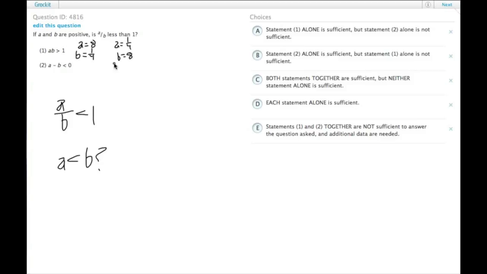equals 8. And so without knowing which is which, or any of the other numbers that we could have picked instead, we can't tell whether a is less than b or whether a over b is less than 1. So statement 1 is insufficient on its own. We can cross off A and D.